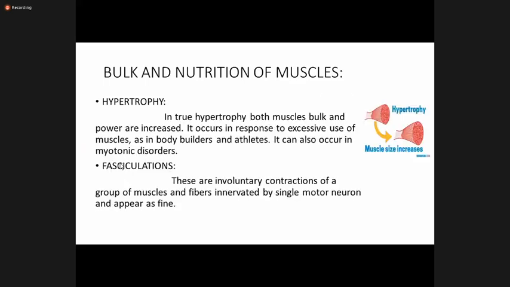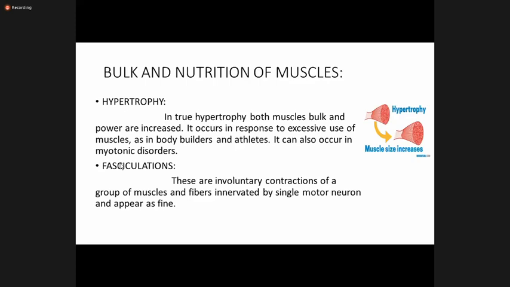In case of hypertrophy, in true hypertrophy, both muscle bulk and power are increased. It occurs in response to excessive use of muscles, as in bodybuilders and athletics. It can also occur in myotonic disorders as well.